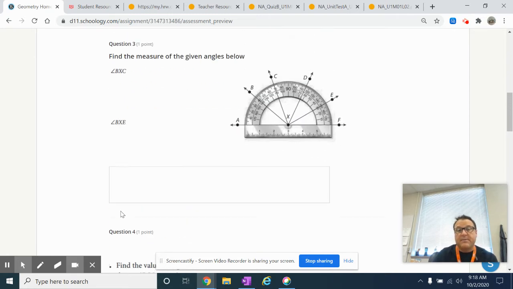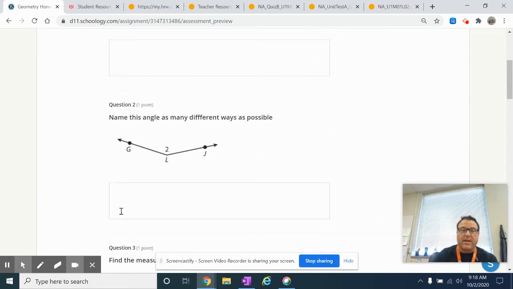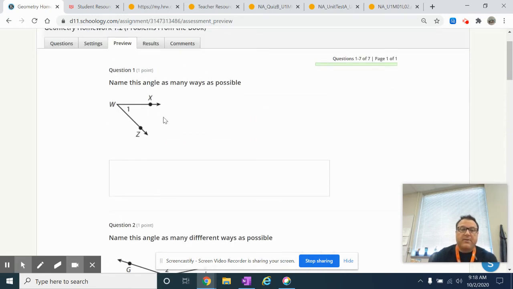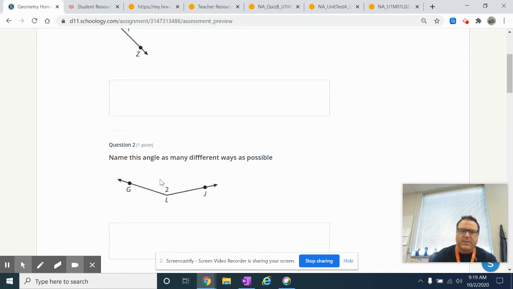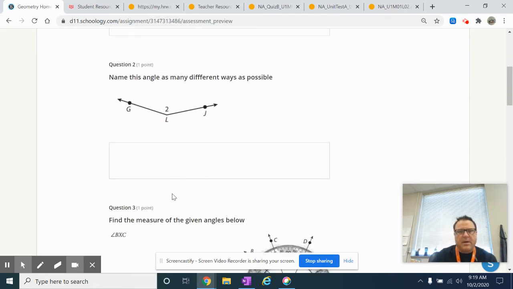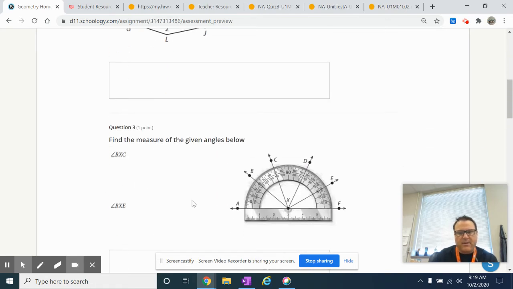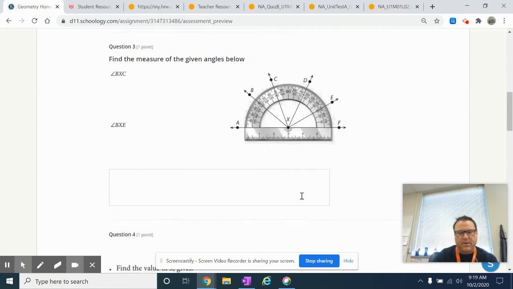I need your work. Now, some of these are going to require very little work. This one right here, name this angle. I think we can skip the work on this one. Let me just go through this really quick, I don't mean to ramble. On this one you're just naming it, so I don't need to see any work on number 1. Number 2, I don't need to see any work either. These are not work problems. Number 3, I don't need to see any work because you're just reading this protractor. There's nothing to do there as far as work.